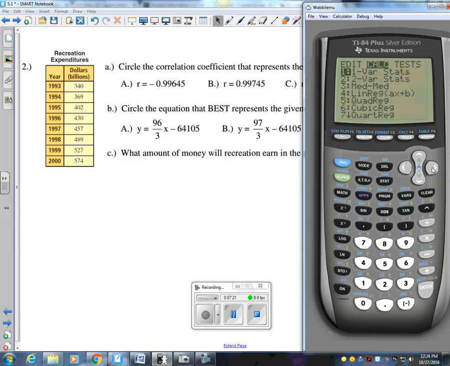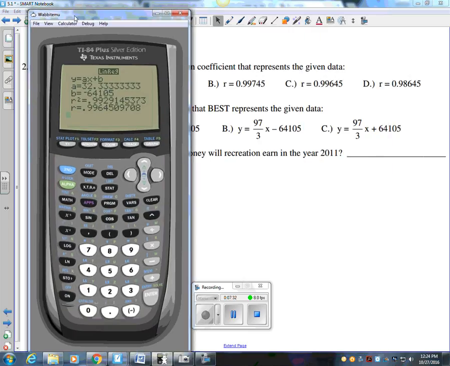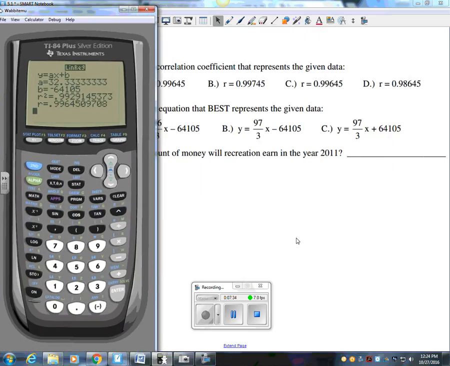Press stat, go over to calc, down to number 4, because today we're doing linear regression. Enter, enter, enter. And your R value is 0.996. That's positive, so that would be answer choice C.